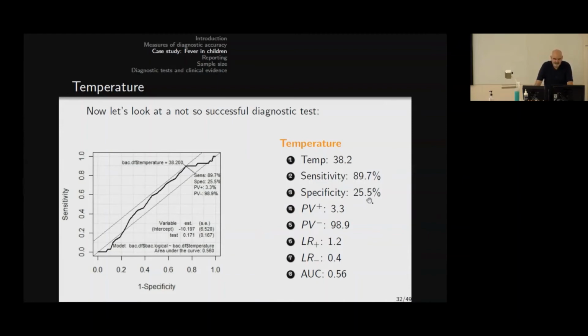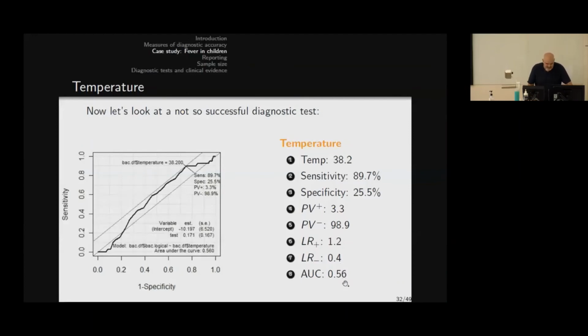All right? The positive predictive value tells us, out of all of the people we said were positive, actually only 3.3% of them really had the disease. Okay? The negative predictive value was 98.9. Our likelihood ratio of 1.2 is terrible, it's close to 1. It means don't even bother telling me your temperature, because that's not going to tell me whether you have the disease or not. 0.4 is a little bit better, and the area under the curve was close to 0.5.